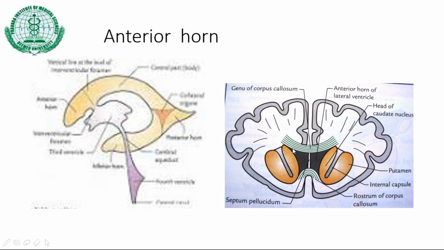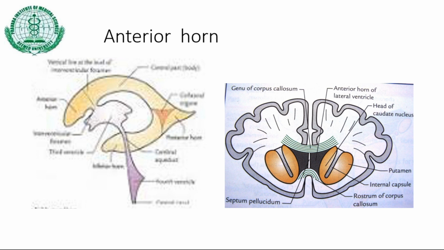The roof of it is formed by the most anterior part of the trunk of the corpus callosum. The floor of it is formed by the head of the caudate nucleus and a small part of the floor near the midline is formed by the upper surface of the rostrum of the corpus callosum.